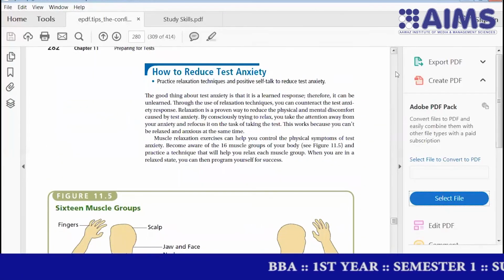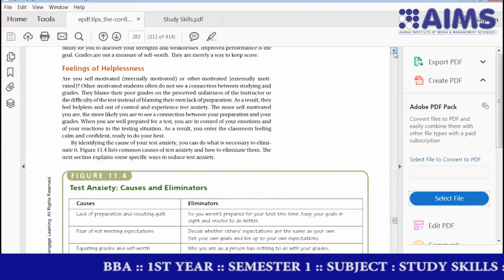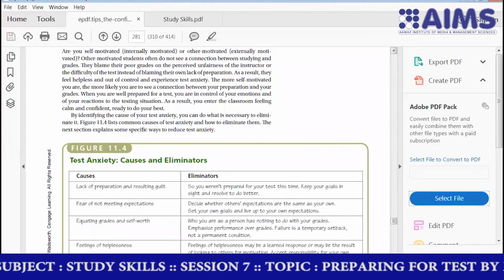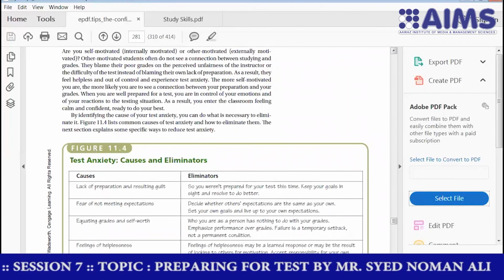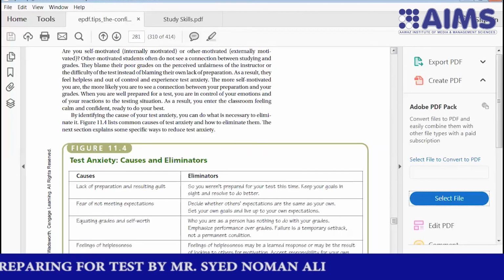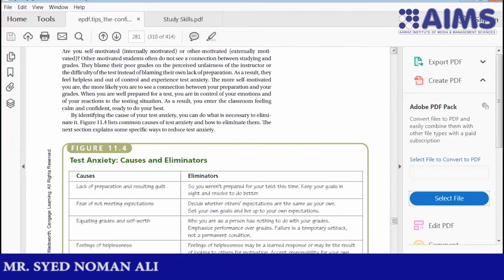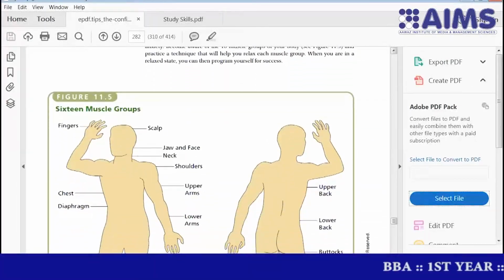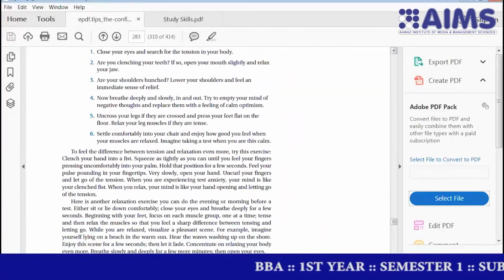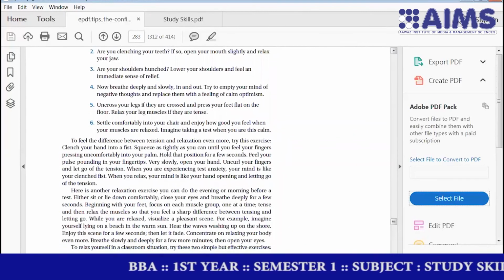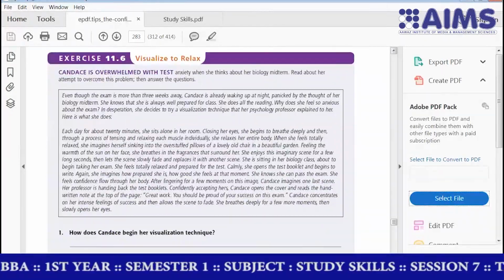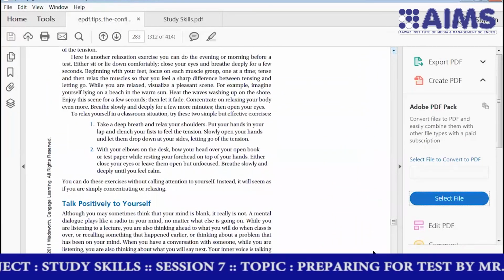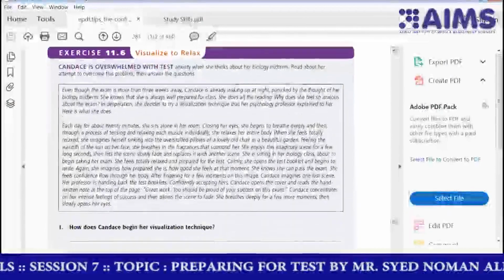Here is a chart which shows the causes: lack of preparation, fear of not meeting expectations, loss of grade, and feeling of helplessness. These are mainly the reasons. And try to keep relaxed. This book mentions that you should try to talk positively about yourself and then attempt your test in the exam.